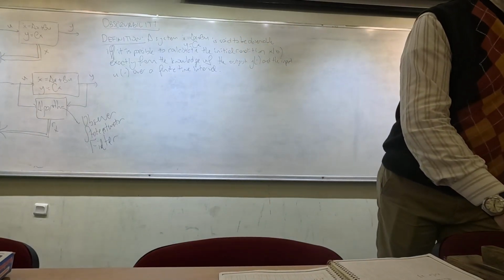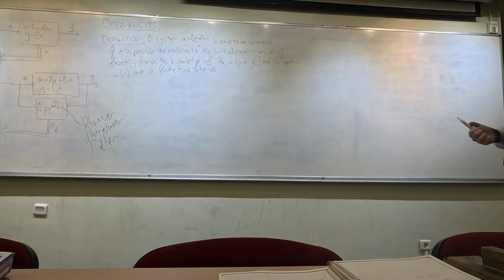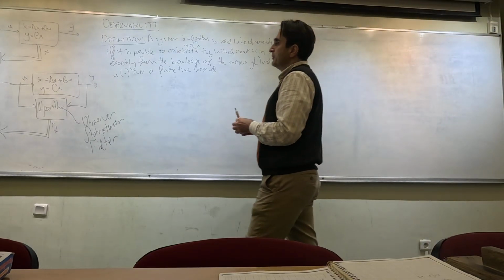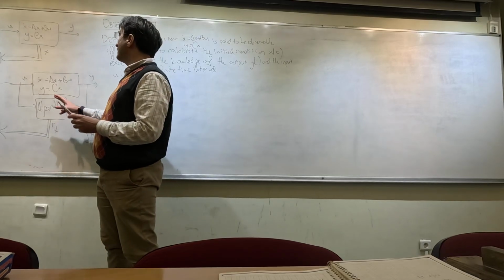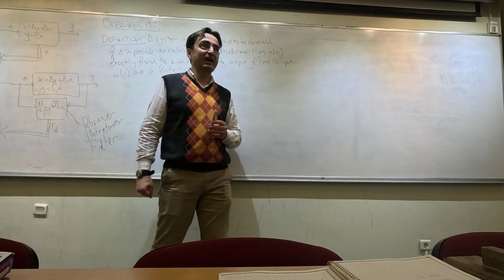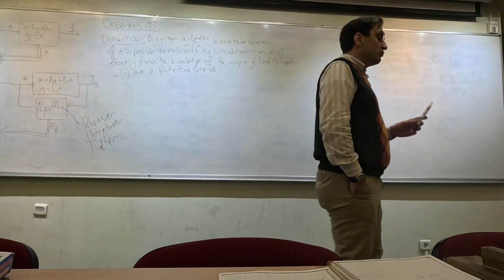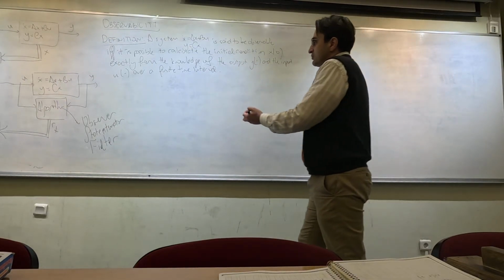So this is the definition of observability, and it tells us that it is the ability of us to do something. What we need for a system to be observable is that by observing only the input and the output of the system, I need to be able to calculate the initial condition of the state space representation exactly. Okay? So now let us try to understand it.